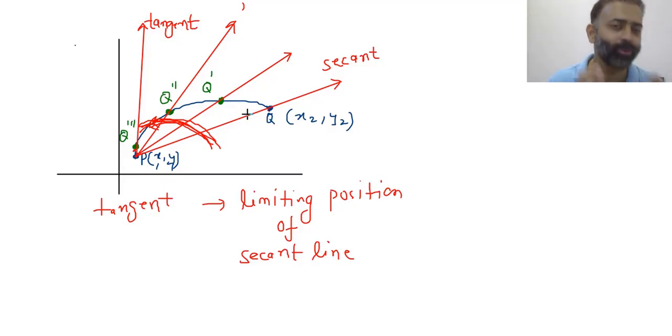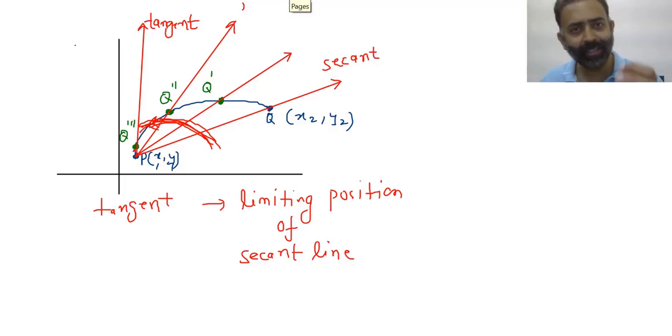Okay, now we are in a position to find the gradient of this tangent line by finding the gradient of the secant line, and then finding the limiting value of that gradient when we move point Q closer to point P. So this was the idea of the tangent problem. Now let us take one example and try to find exactly the equation of the tangent line.